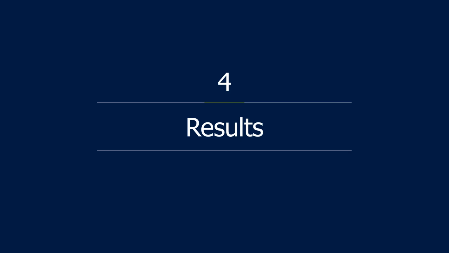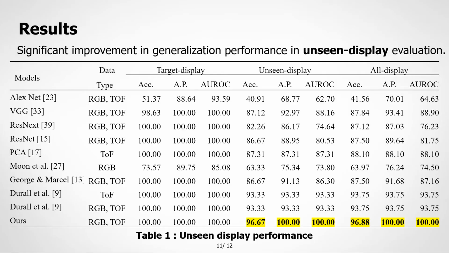Next are the experimental results of our method. The table presents the performance of various methods on the unseen media when only one display is considered for training. Target display experiments are of the models trained and tested using the same display types. Also, unseen display experiments are of the models tested with the unseen display types, while all display experiments are of the models tested with all display types.